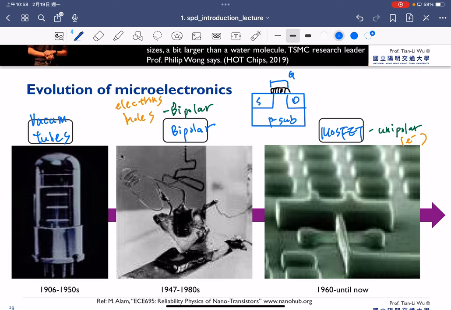So in most cases, we ground the source side. And as I say, in most cases, we will apply the drain voltage on the drain side. We will also apply the gate voltage here. And in the basic physics, you can imagine that if you have a positive gate bias applied here, for sure you will start to attract the electrons, right?